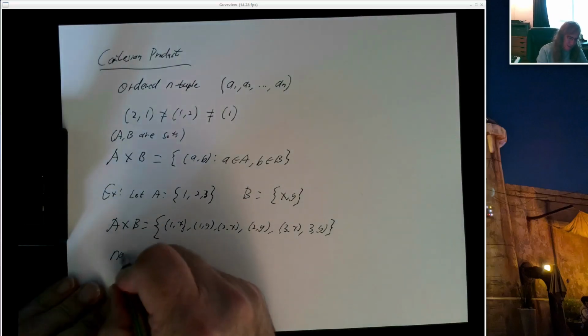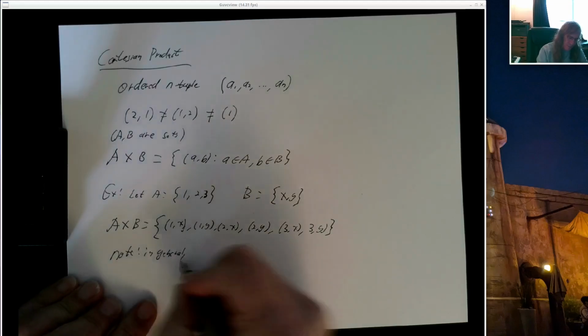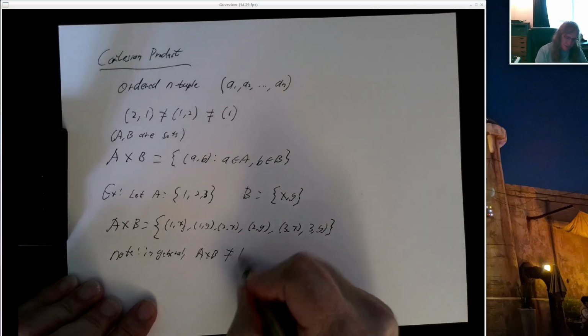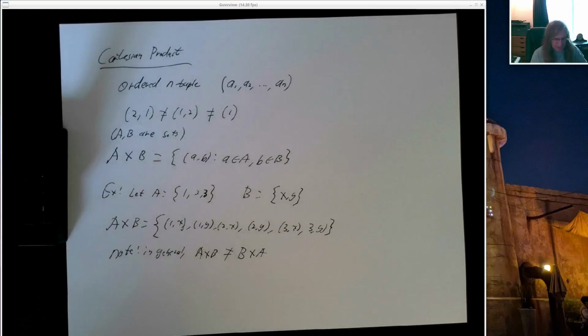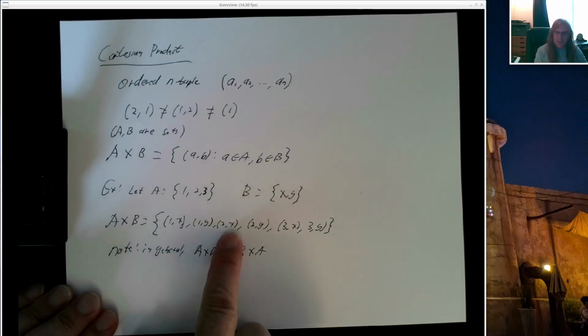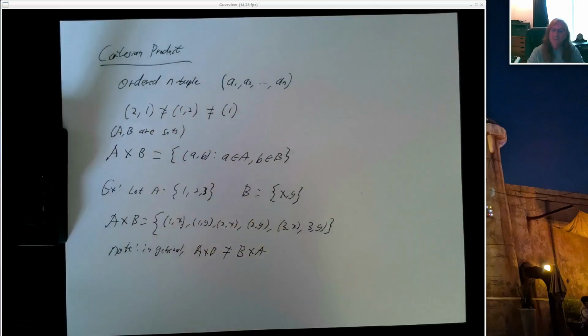And so in general, of course, the Cartesian product of A times B is not the same as B times A. Because if I did B times A, it would be the tuples (X, 1), (Y, 1), (X, 2), and so on, which are not elements of this set.